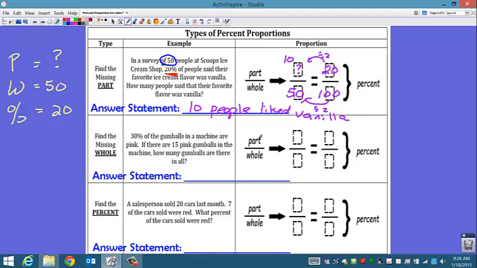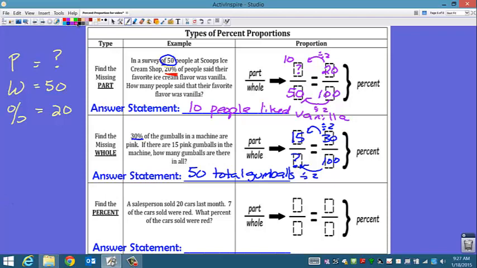Okay, so finding the missing whole. 30% is our percent. That's always over 100. There are 15 pink gumballs, so that's our part, and we're looking for the whole. How many total gumballs are in the machine? So, can we go from 30 to 50? Yes. We don't have to simplify. We can just go ahead and divide by 2. Do the same thing for 100, divide by 2, and your answer is 50 total gumballs, or 15 gumballs in all. Is that what you got?